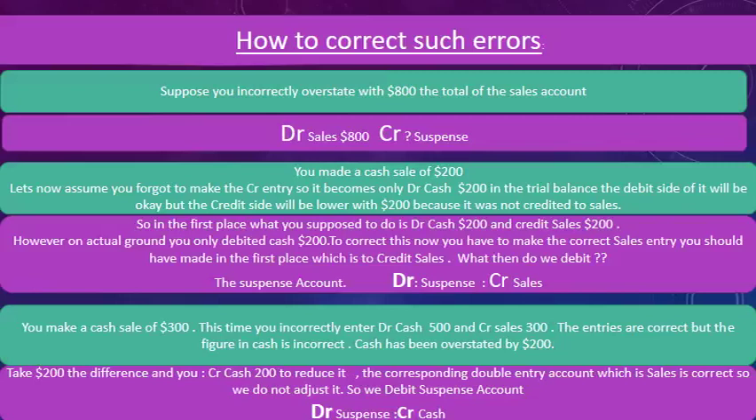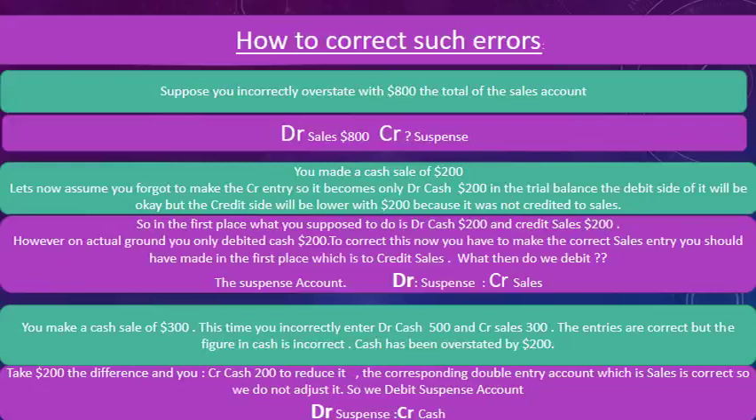We are not going to correct the cash entry because the cash entry is correct. We were supposed to debit it and we did debit it. We have to correct the credit part. So what do we do to correct it? Let's go to the paper part of the second scenario.